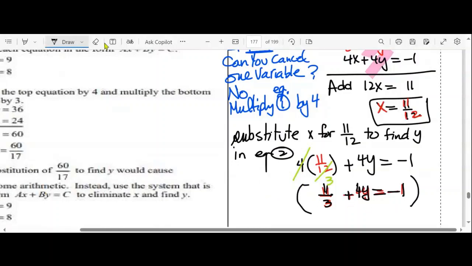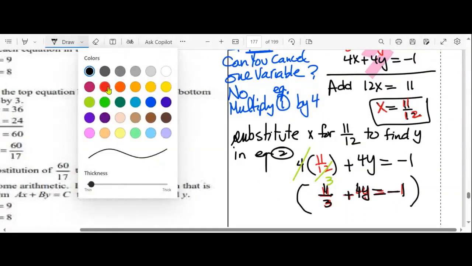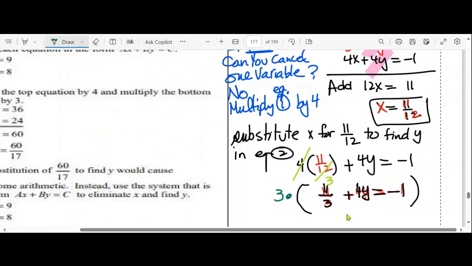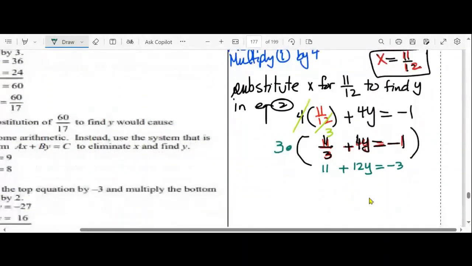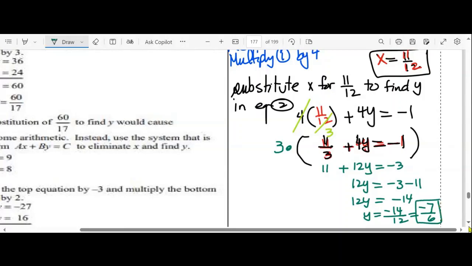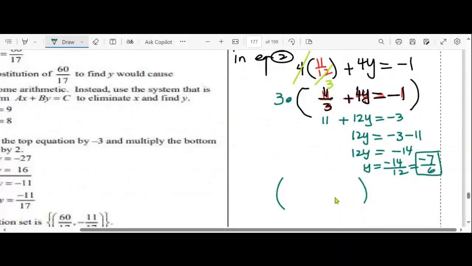What should I multiply the whole thing by? Times 3. So the whole thing. That will give you 11 plus 3 times 4, 12y, minus 3. So 12y equal what? So y equal what? Negative 14 over 12, which is how much? Divide by 2. You get what? Negative 7 over 6. So your solution set is what?